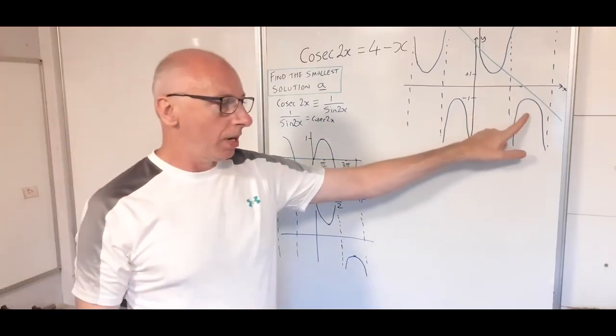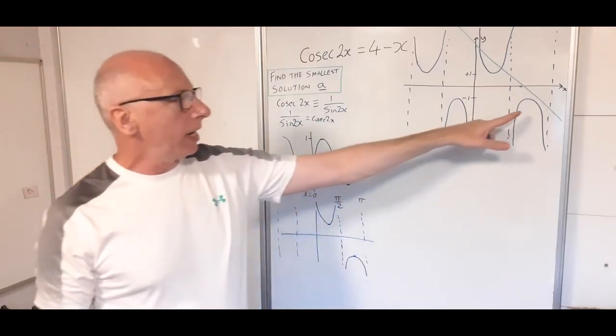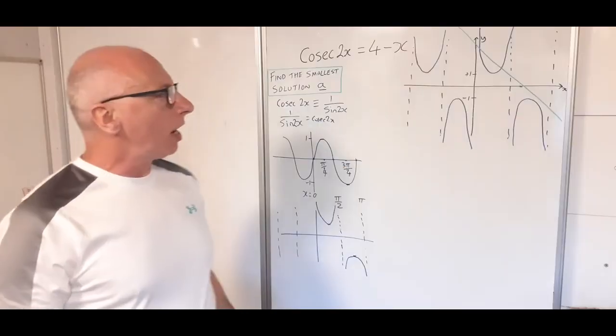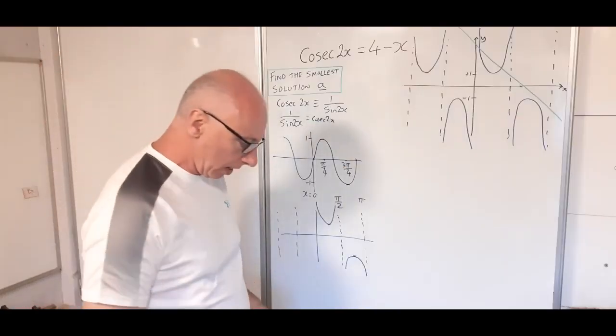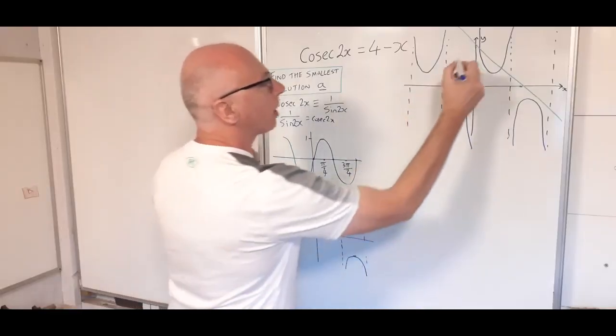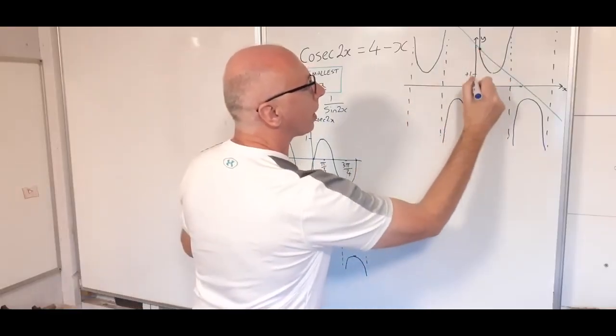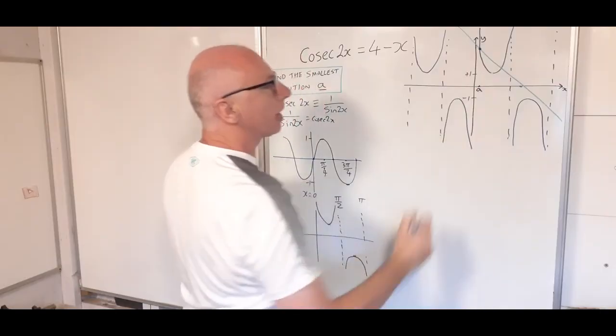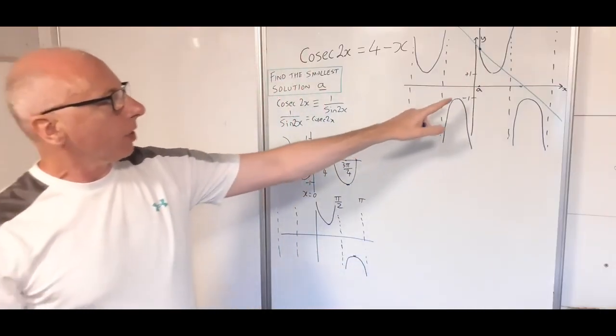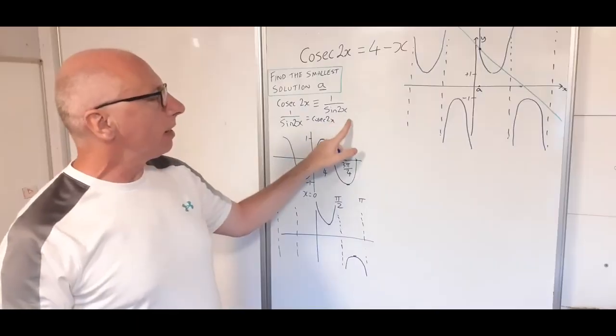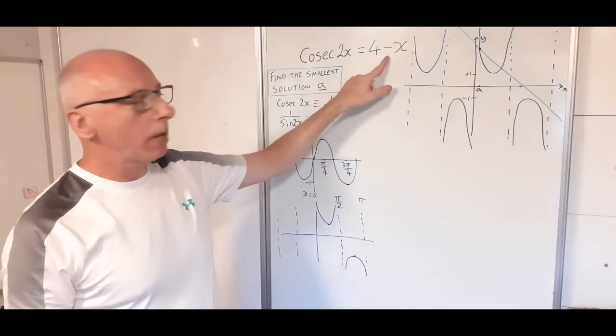Maybe it intersects this one, I'm not too sure. But anyway, this line, that's what it will look like. And as we're looking for the smallest value, we know we're looking at this one here. So that's going to be our point A. Now, to solve this is going to need numerical methods.